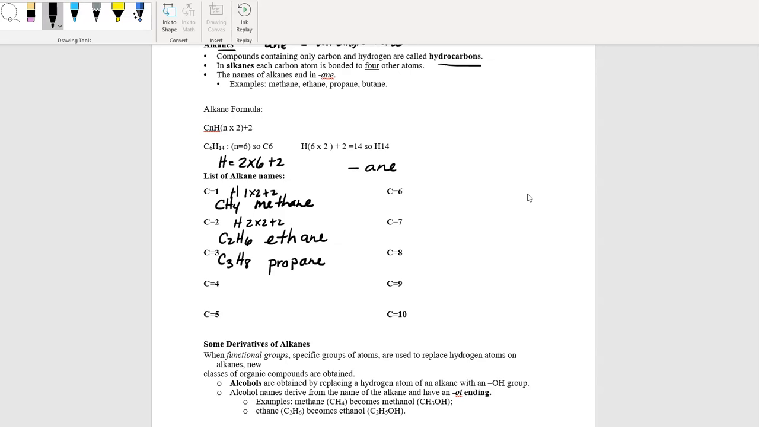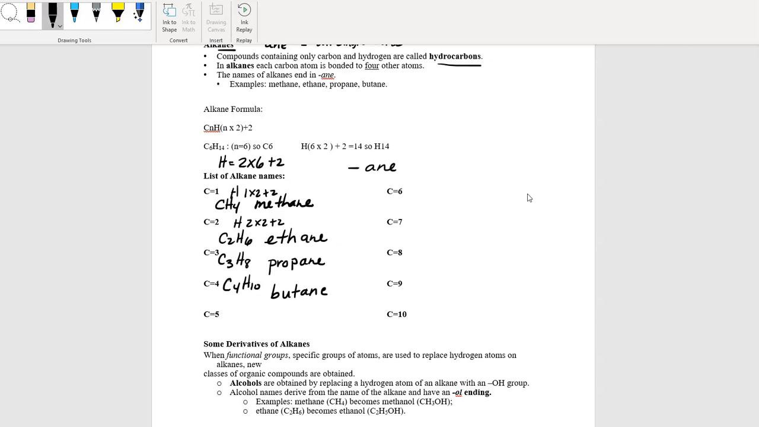Okay. 4, C4H10, because you take 2 times 4 plus 2. So then you get butane. And if you've ever seen a lighter, that liquid fuel that's in that lighter, that's called butane.